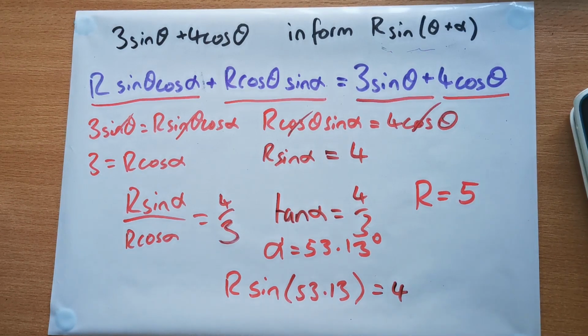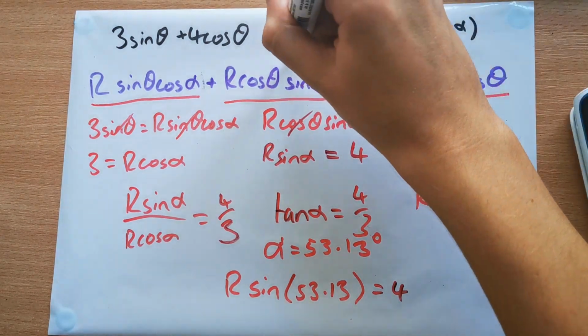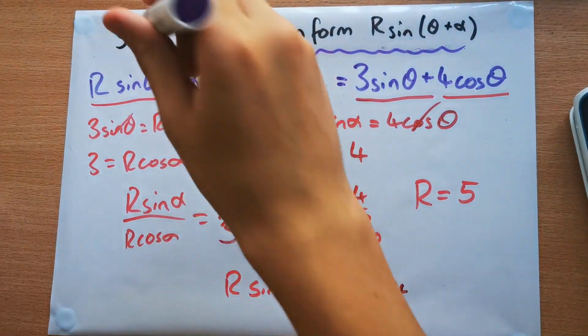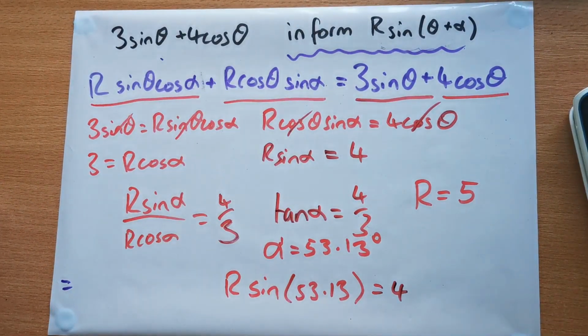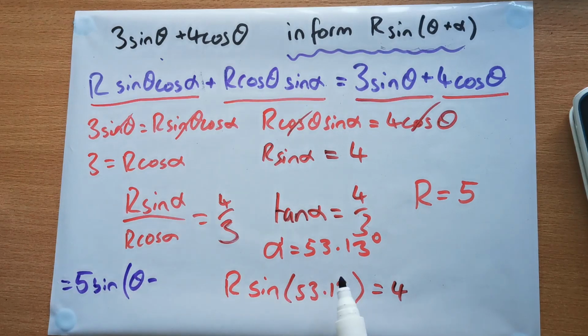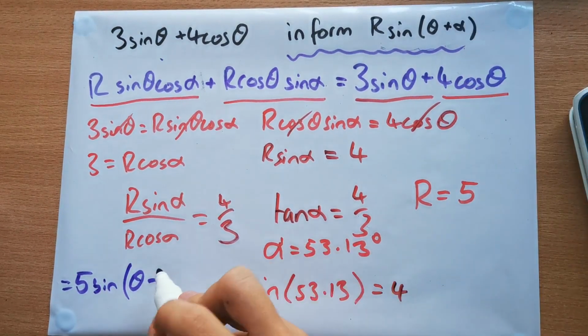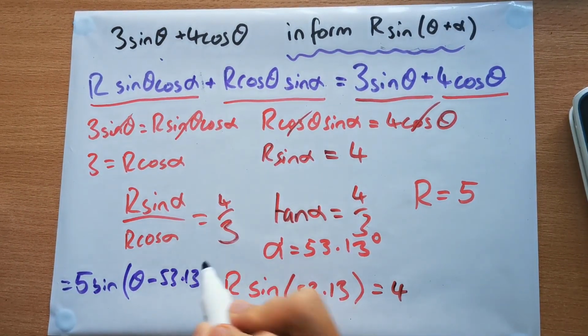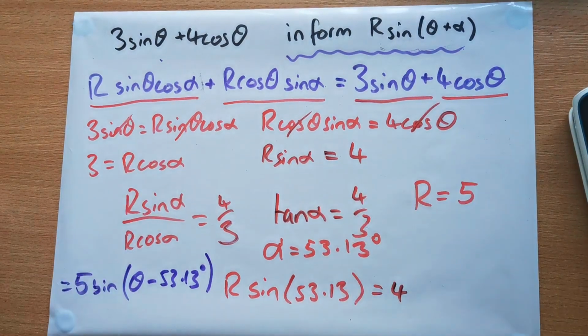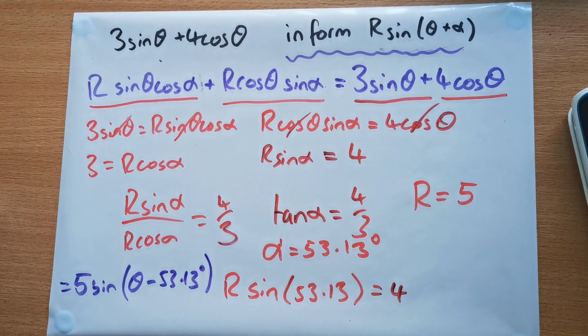But that's not finished. Remember that we want to write it in this form here. So your answer would be, this is equal to 5 sine theta plus, sorry, the plus up there, 53.13 degrees. And that is your answer. That is how you do these questions. You just have to equate and know how to equate them, and then they can be quite easy. Now, there's only one other type of question they can ask you about this, which is what we'll do next.